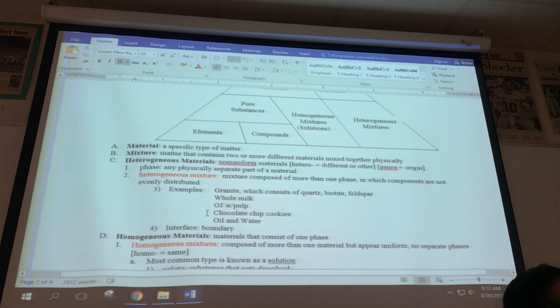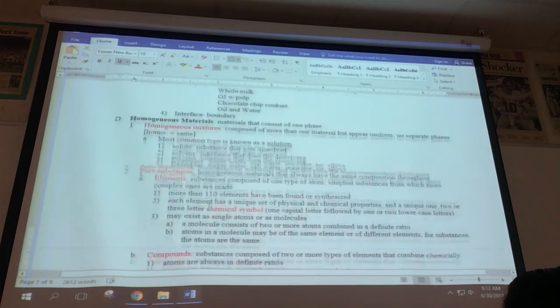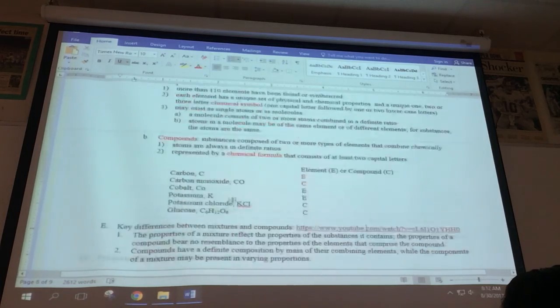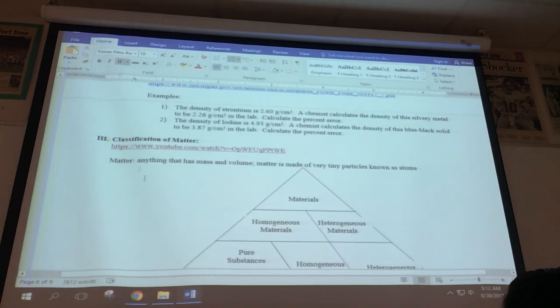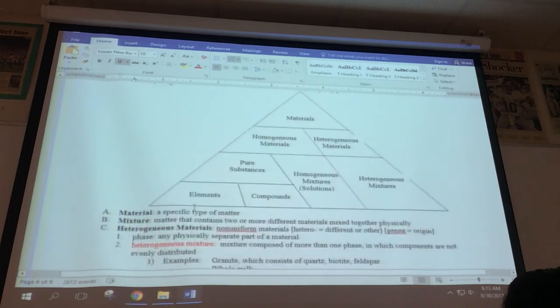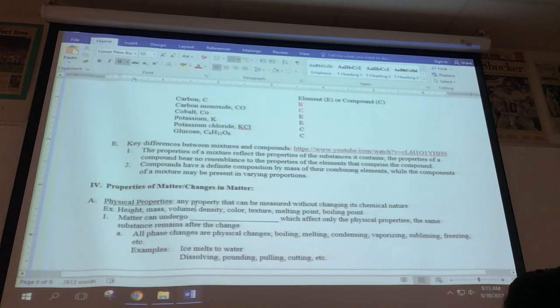And I've got a POGIL packet for you to work on. So we're going to end this lesson here. Hopefully in regard to the classification, you have a better understanding. And what we'll do in the next part of the lesson are properties and changes of matter. Questions?